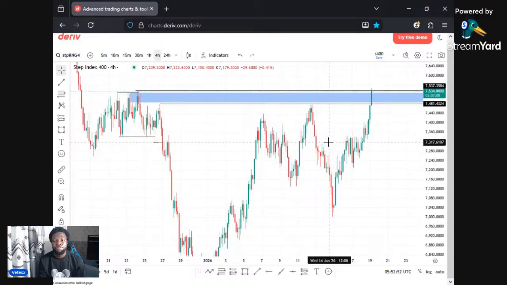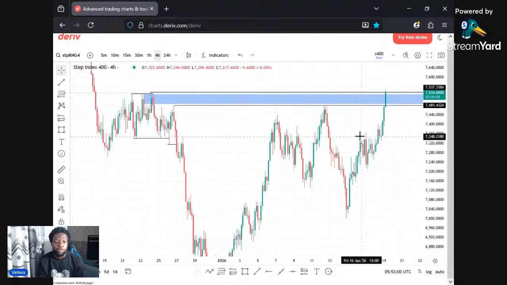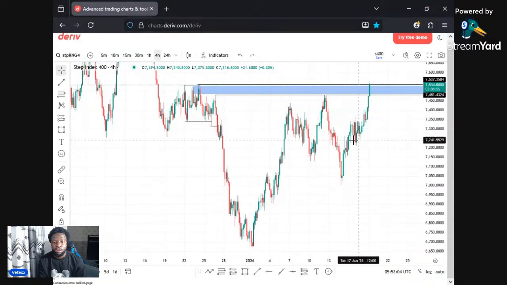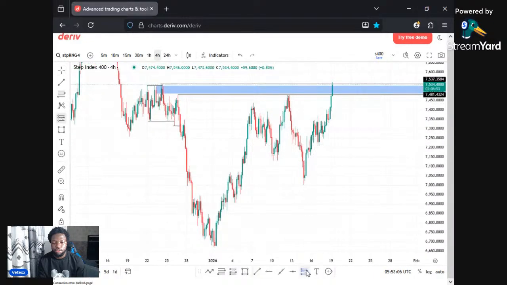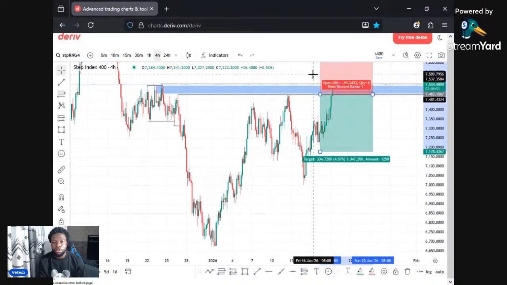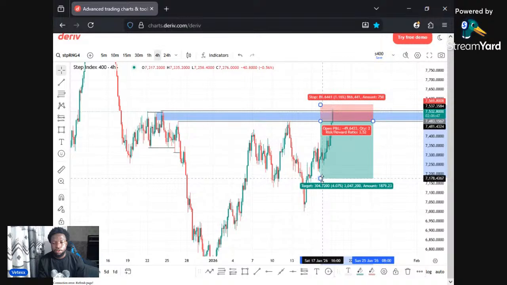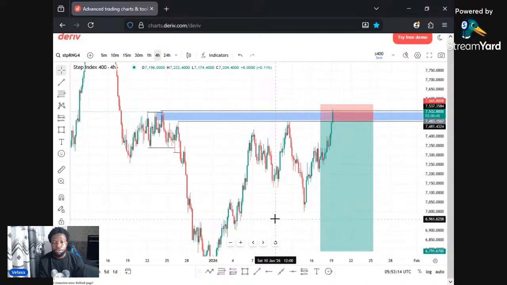But like I said, if price breaks out this high with more than 20% body or 30% body, we will have to cancel this continuation. It's no longer going to be valid. Now this is our starting point, and this zone down here is going to be our finish point.